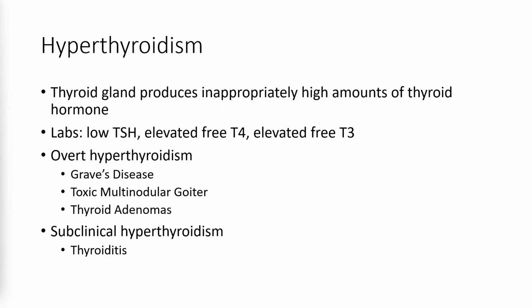Sometimes patients who are hyperthyroid are asymptomatic, but sometimes they can be symptomatic as well. Overt hyperthyroidism, with a lot of symptoms going on, will basically be something like Graves' disease, toxic multinodular goiter, or thyroid adenomas. All of these conditions can cause overt hyperthyroidism, basically having symptoms from your hyperthyroidism. With subclinical hyperthyroidism, you're sometimes not able to feel any symptoms. You just have high lab values. Maybe your heart rate's a little bit high. Conditions such as thyroiditis can all lead to subclinical hyperthyroidism.